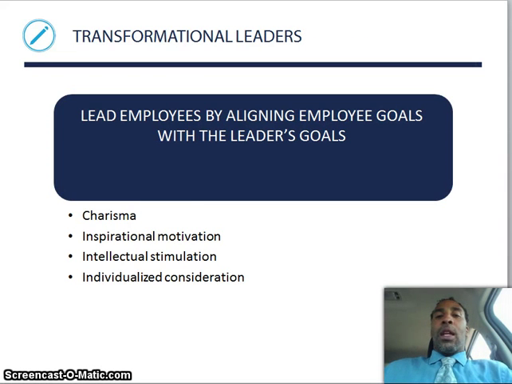So let's get a little bit more in depth about those two. Transformational leaders lead employees by aligning employee goals with the leader's goals, right? So your manager or leader should have goals, and then you should have goals, and your goals should be connected to his goals, and his goals should be connected to his manager, and his manager's goals should be connected to whoever the biggest boss is. With that, you have charisma and inspirational motivation, intellectual stimulation, and individualized consideration, right? All those things play a key component in aligning your goals with others.